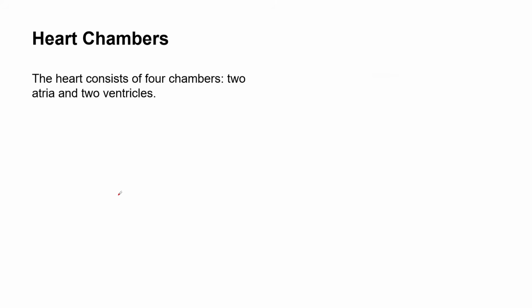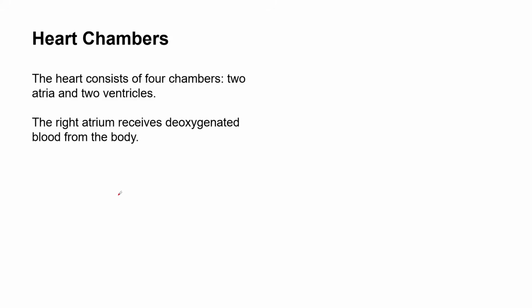So what are the heart chambers? Generally we have four chambers of the heart, especially in the human heart. We have two atria and two ventricles. And the right atrium receives deoxygenated blood from the body. So our right atrium is the part that receives deoxygenated blood, that is blood from our body. So usually blood from the body is deoxygenated blood. So it is the right atrium that receives the deoxygenated blood.